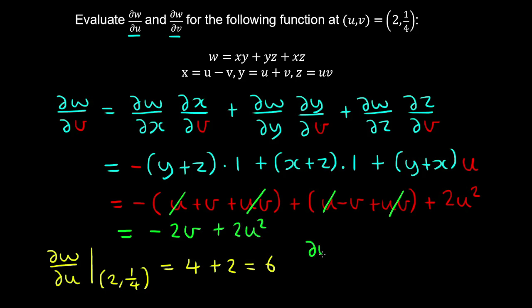And therefore, evaluating the partial derivative for u equals 2 and v is 1/4, we get minus 2 by 1/4 being minus 1/2, plus 2 by 2 squared, which is 8 or 16 on 2, which gives 15 on 2.